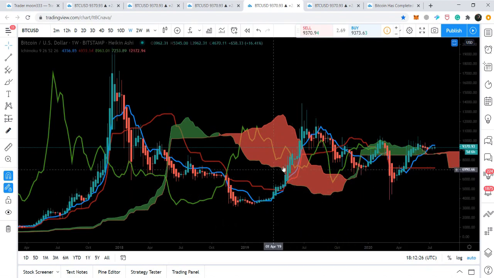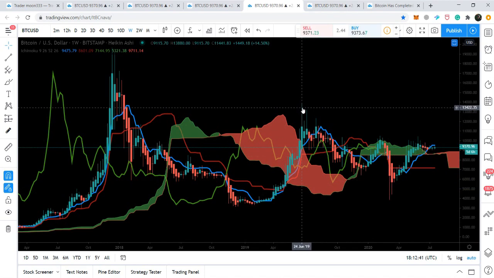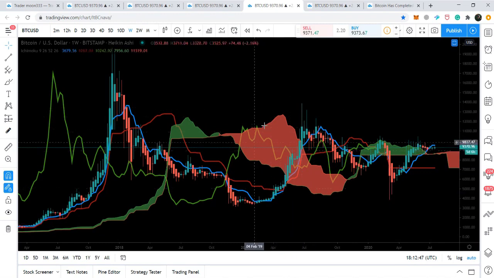This is back in May 2019 when this conversion line crossed up this baseline and formed the bull cross just below the price action, and the price action produced more than a 300% rally. And at that time, back in June 2019, the price action touched more than the $13,000 level, and it also crossed up this bearish cloud as well.